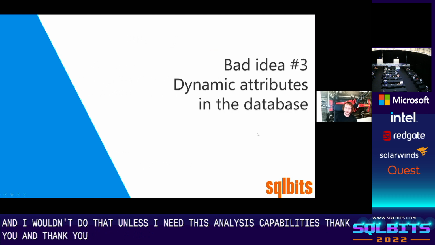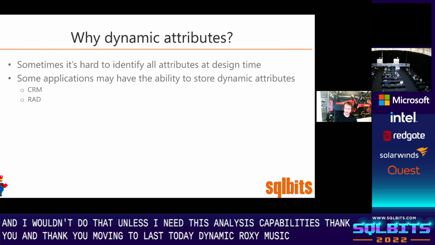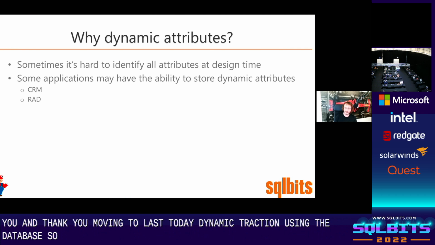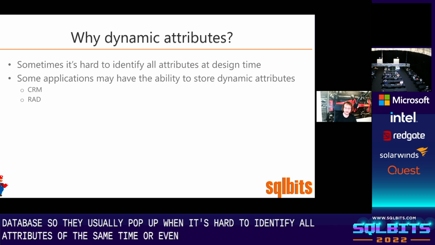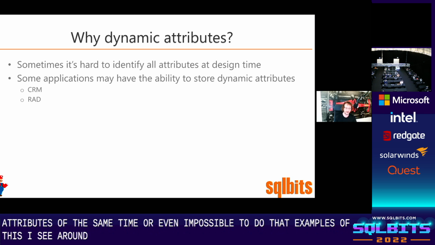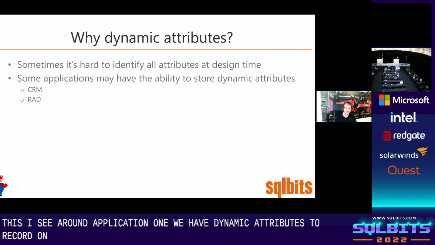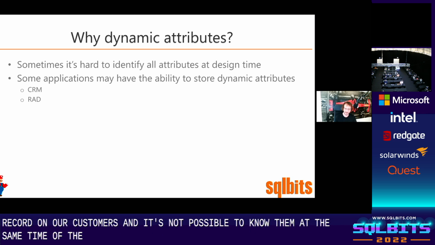Okay, so moving to the last bad idea of the day, dynamic attributes in the database. Dynamic attributes usually pop up when it's hard to identify all attributes at design time, or even impossible to do that. Some examples of this are CRM applications, when we have dynamic attributes to record on our customers, and it's not possible to know them at design time of the application.